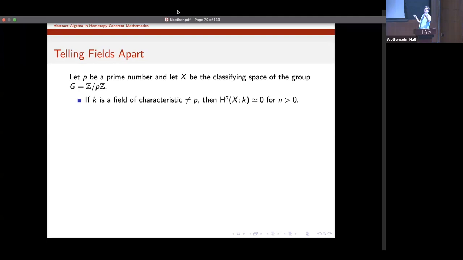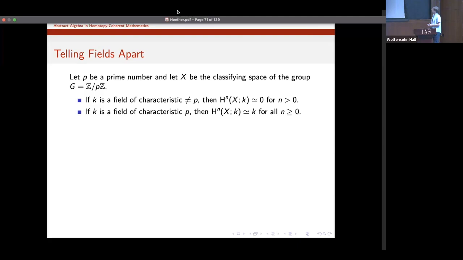So if K is an ordinary field which has characteristic different from P, then the cohomology of X with coefficients in K is actually zero in all positive degrees. So with coefficients in characteristic different from P, you can't tell the difference between X and a point. X has the same cohomology as a point. And now if you take coefficients in characteristic P, things look very different. The cohomology of X actually is one dimensional in every degree greater than or equal to zero. So as a module over K, H star is actually infinite rank.